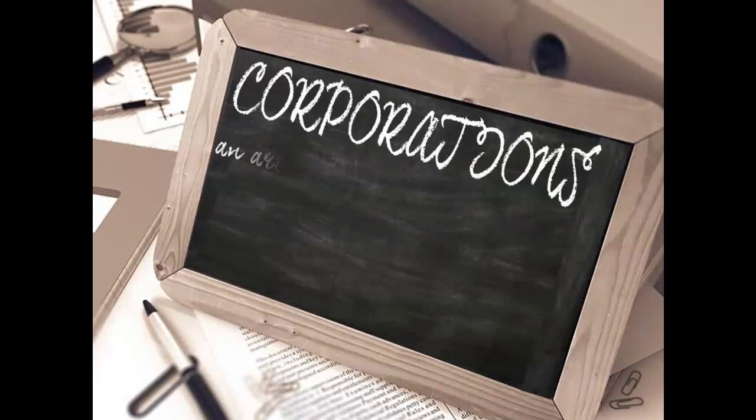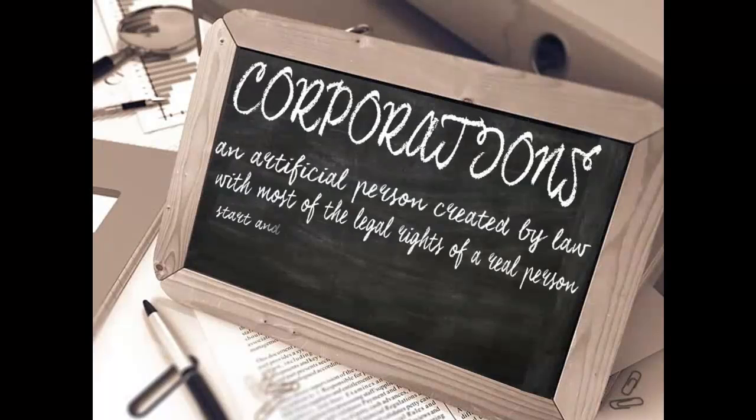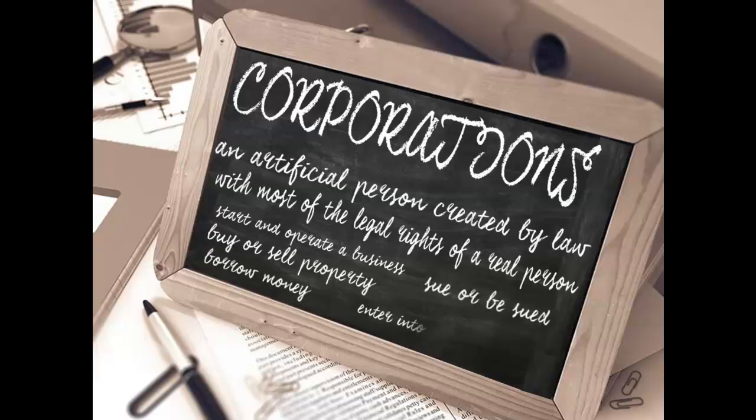The third form of business ownership I want to discuss is the corporation. A corporation is an artificial person that's created by law with most of the legal rights of a real person, including the right to start and operate a business, to buy or sell property, to borrow money, to sue or even be sued, and to enter into binding agreements. Remember, this is an artificial person.